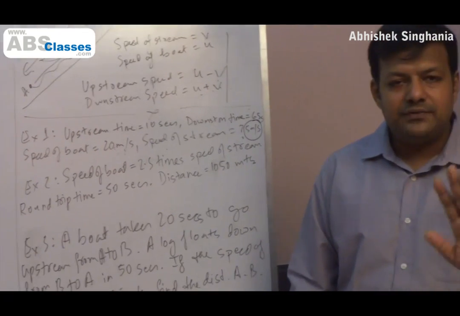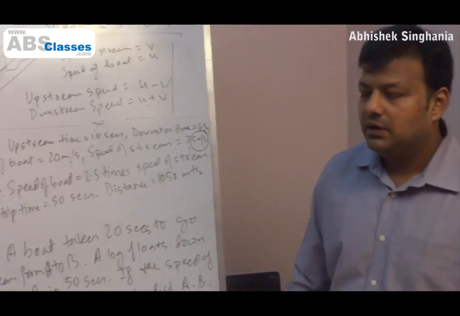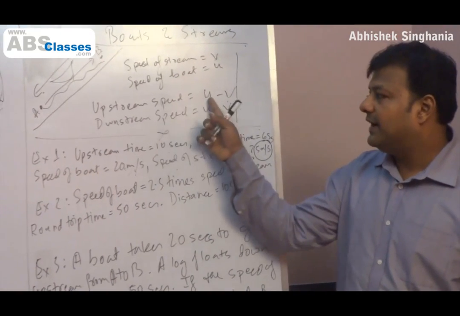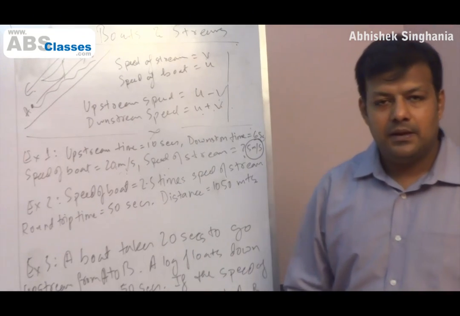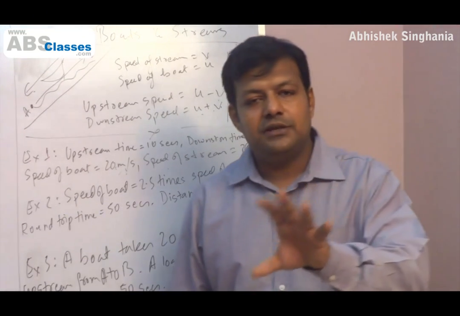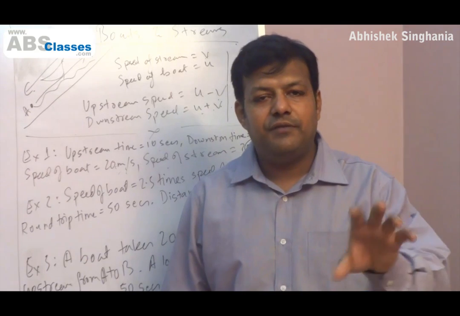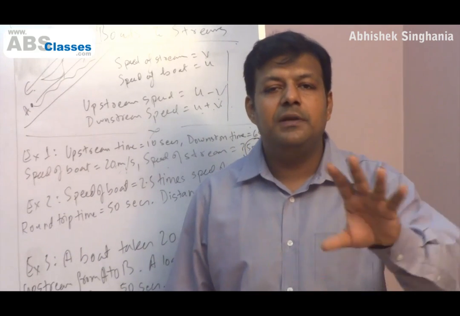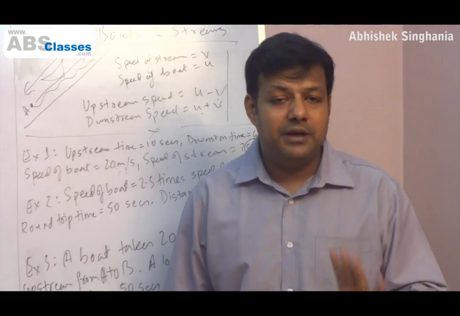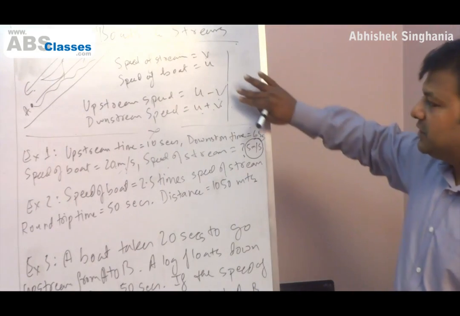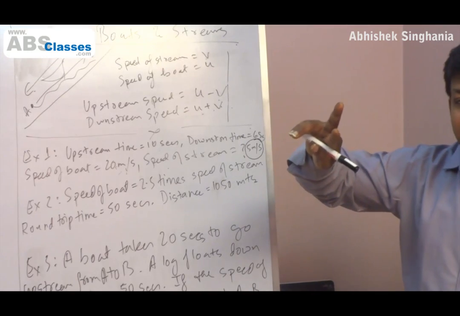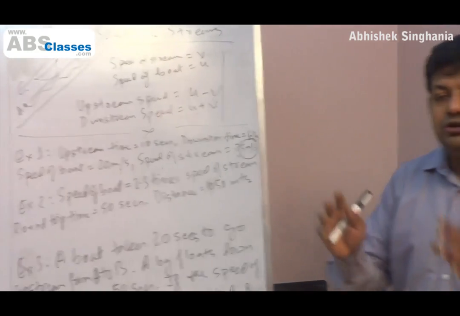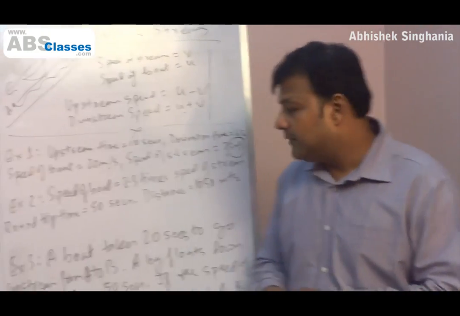So if boat is 5, stream is 2, which means upstream will be 5 minus 2, downstream will be 5 plus 2. So upstream will be 5 minus 2, 3, downstream will be 5 plus 2, 7. So the ratio will be 3:7. Upstream speed and downstream speed, the ratio will be 3:7. So upstream time and downstream time, the ratio must be 7:3.